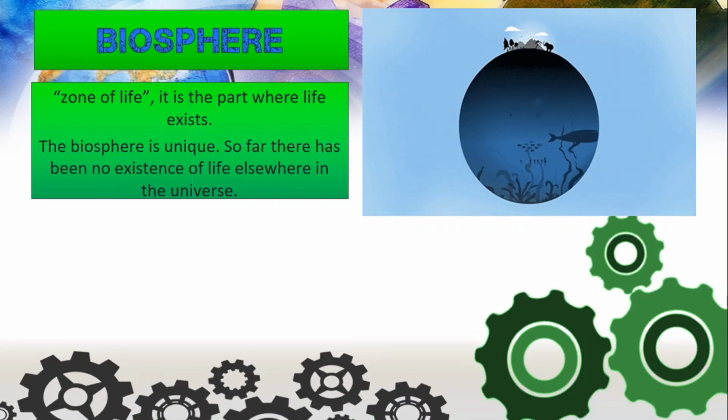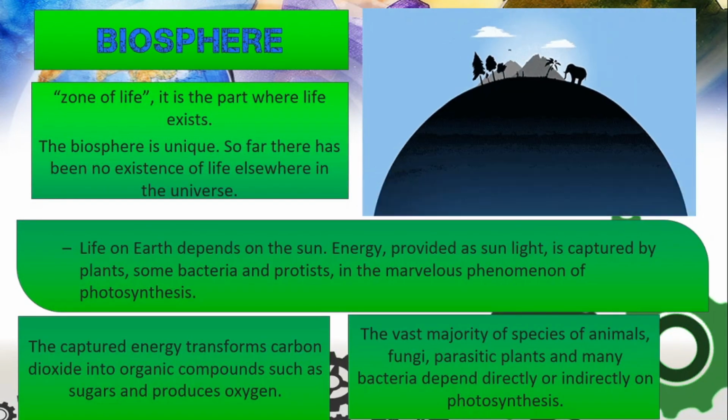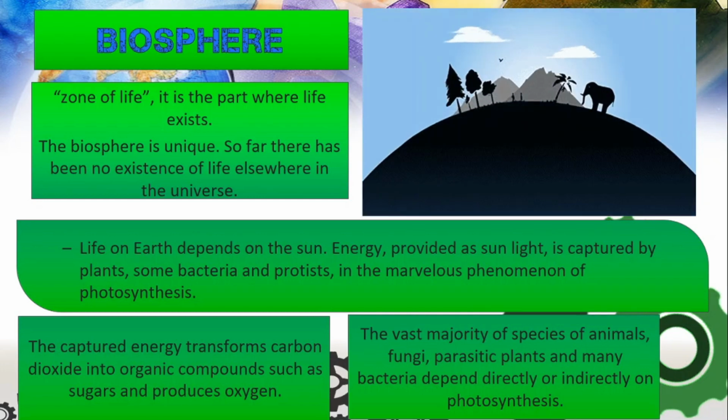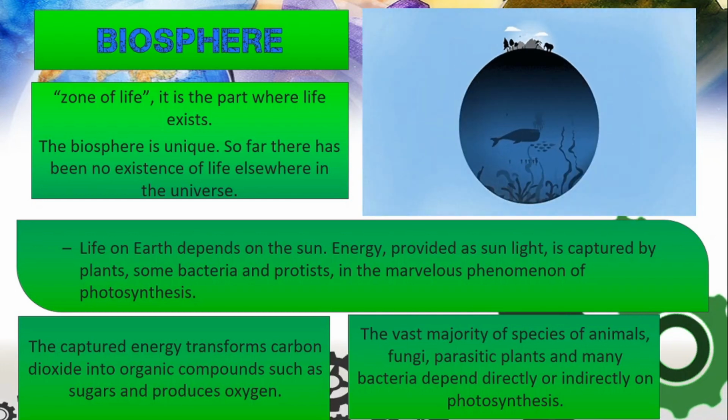The last subsystem of Earth is the biosphere. It is also known as the zone of life. In this part, life exists. Biosphere is unique. So far, there has been no existence of life elsewhere in the universe. Life on Earth depends on the sun.